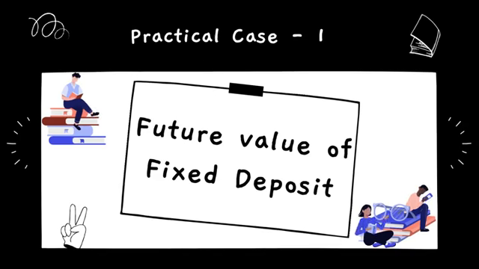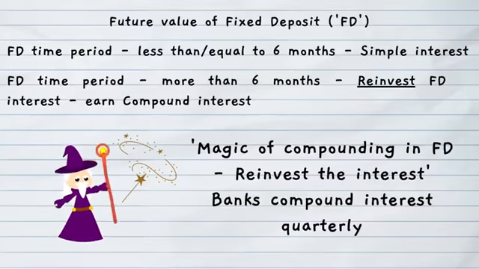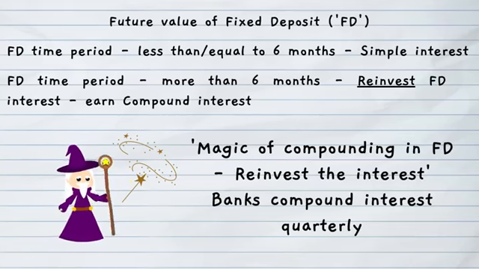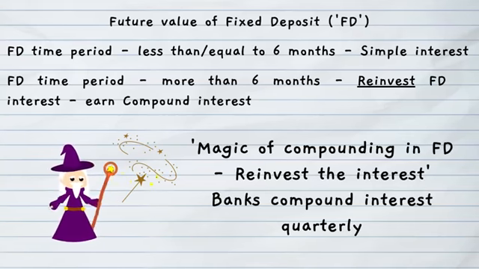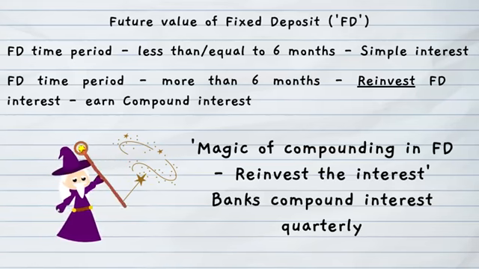So moving to the first practical case, future value of a fixed deposit. So what will be the future value of this one-time investment that we usually do in banks? See, we all know FDs are a safe investment option. How is the interest on a fixed deposit calculated? If the FD time period is 6 months or less, then the interest that we earn from the banks is just simple interest. But if the time period is more than 6 months, then compounding of interest is done.